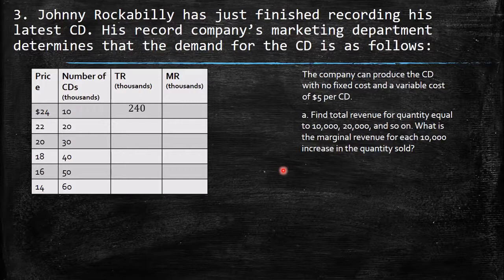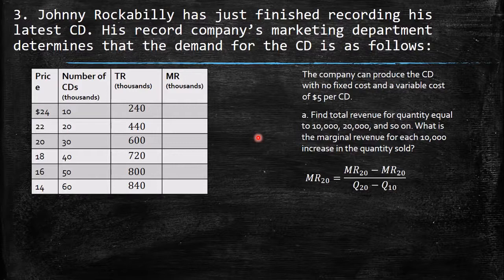So first, total revenue. Remember, total revenue is the price that you charge to the consumer times the quantity you sell. So it's going to be 24 times 10, naturally in thousands. So this one is going to be 240,000 as revenue. And here we avoid the zeros again for easier comprehension. We have 20 times 22, 30 times 20, 40 times 18, 50 times 16, and 60 times 14.